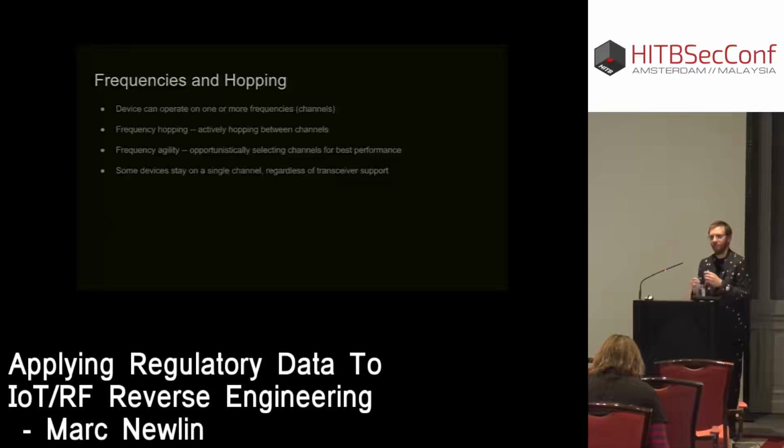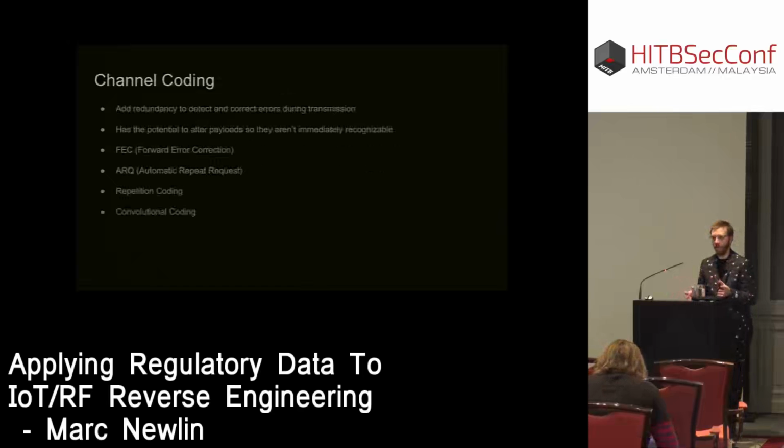So then we have frequencies and frequency hopping. Frequency in this context is just a specific channel that a device operates on. A device might use 1 or more channels. It might hop between these channels. Bluetooth, for example, will have deterministic frequency hopping between 79 channels. You'll have something called frequency agility, where a transceiver will select the channel that has the least interference. But a lot of devices will just camp on 1 channel and stay there.